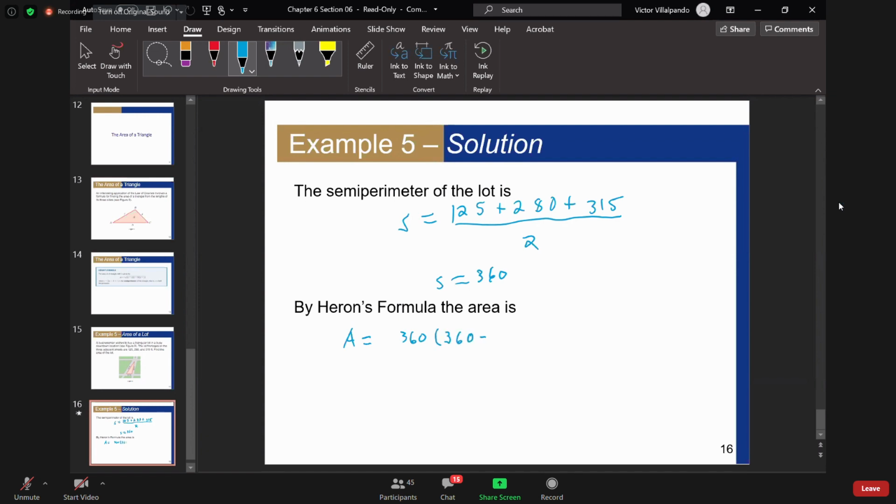So 360 minus A is 125. Times S minus B, but we know S and we know B, right? So that's going to be 360 minus 280, and then S, 360 minus C, which happens to be 315, and all square root, all square root.